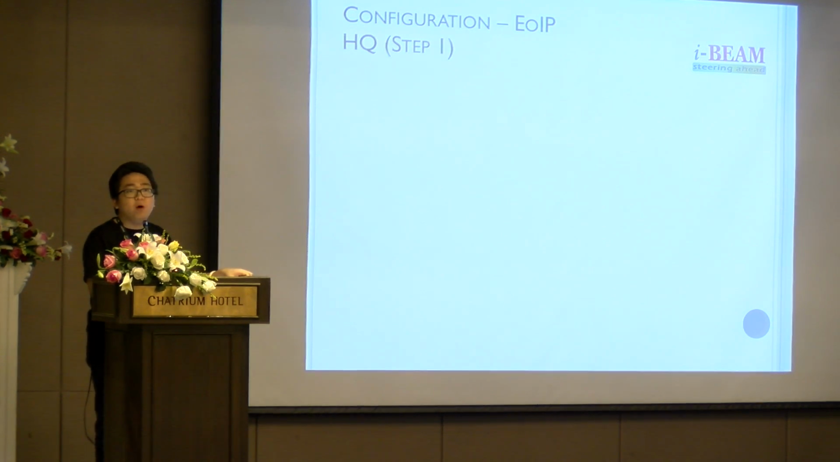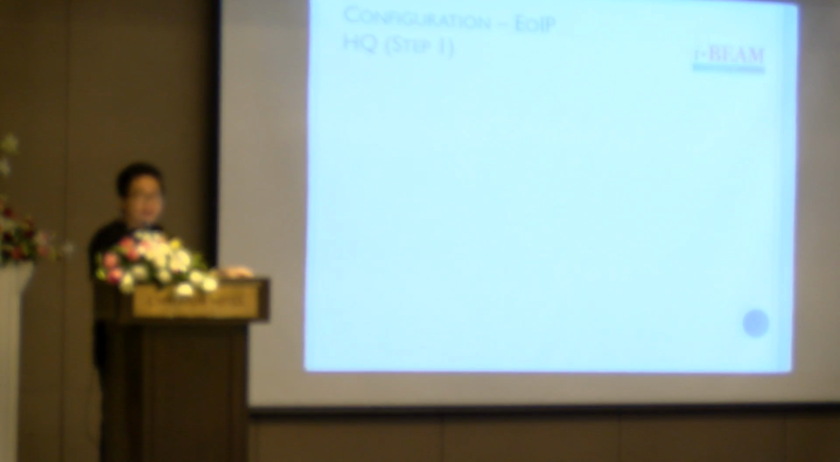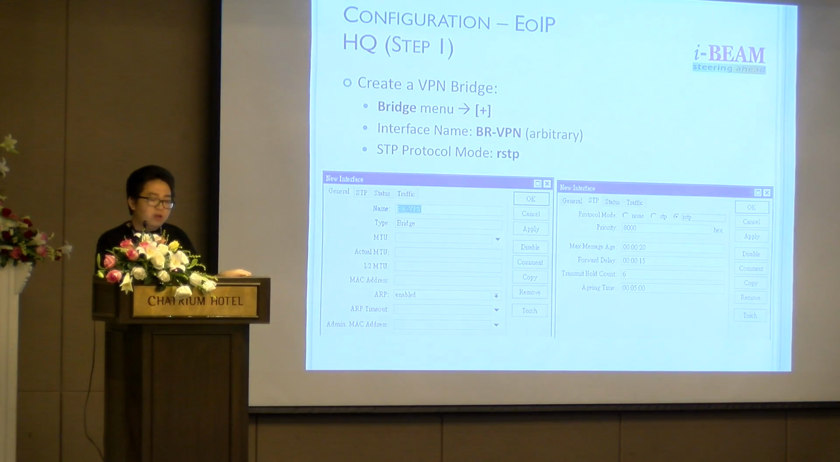Okay, let's see what the details are in each step. Step number 1, you need to create the VPN bridge. Simply go to the bridge menu, click plus, and then set the interface name. You can put any interface name. Here I put BRVPN, which simply means bridge VPN.